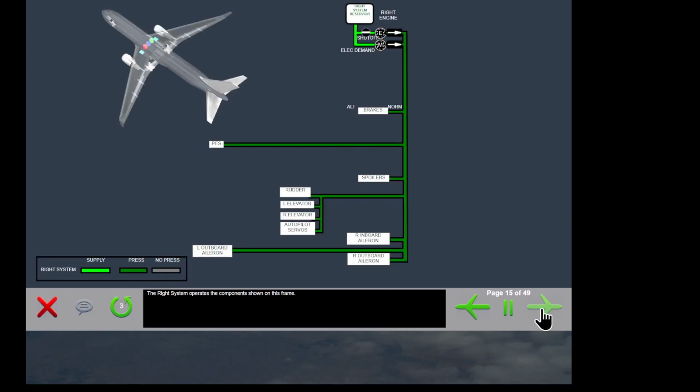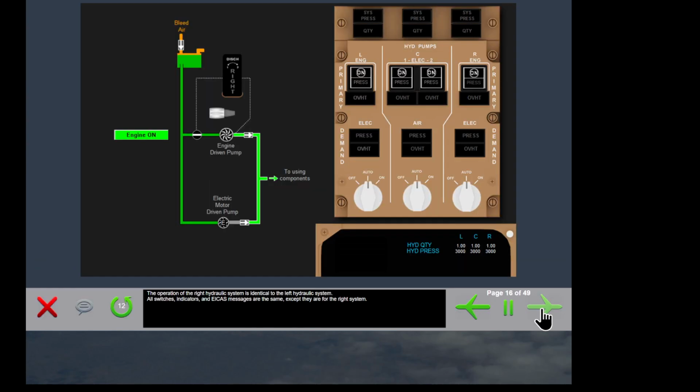The right system operates the components shown on this frame. The operation of the right hydraulic system is identical to the left hydraulic system. All switches, indicators, and ICAS messages are the same, except they're for the right system.